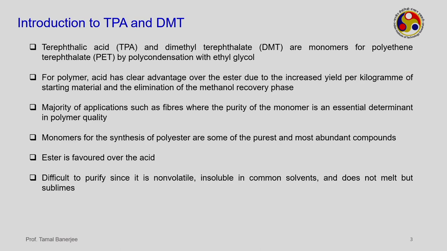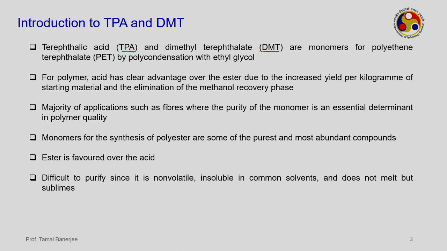So, let us first introduce both these monomers. Terephthalic acid and dimethyl terephthalate, in short form, we will refer to them as TPA and DMT respectively. They are monomers for polyethylene terephthalate. These are usually synthesized by polycondensation with ethyl alcohol. So, if you have ethyl alcohol and do a polycondensation reaction, you manufacture PET.